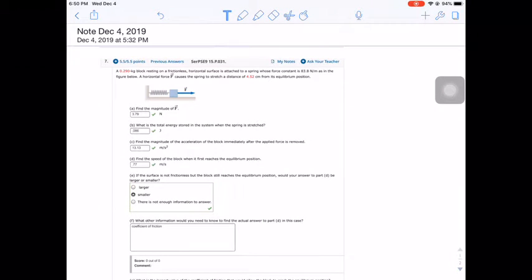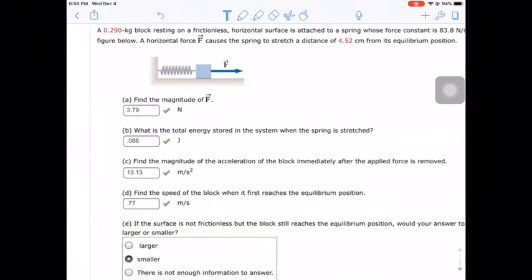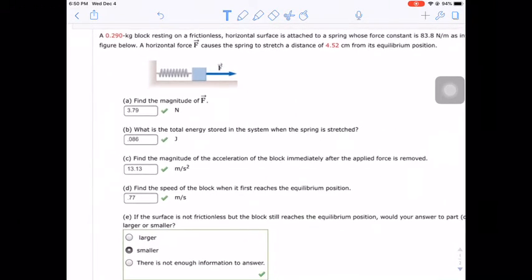This is WebAssign 8C, number 7, and it reads: a 0.29 kilogram block resting on a frictionless horizontal surface is attached to a spring whose force constant is 83.8 newtons per meter, as in the figure below. A horizontal force F causes the spring to stretch a distance of 4.52 centimeters from its equilibrium position. Part A reads, find the magnitude of F.